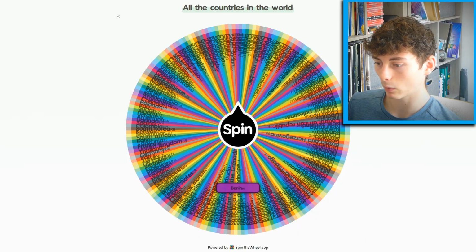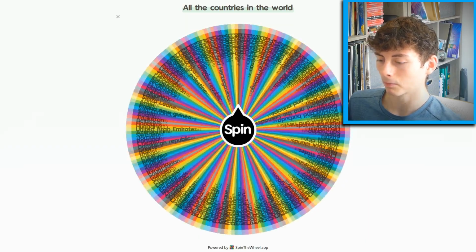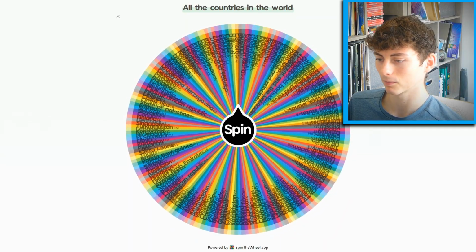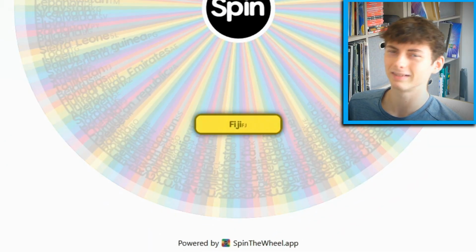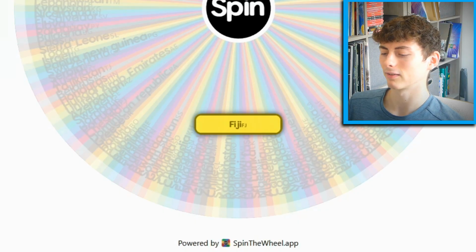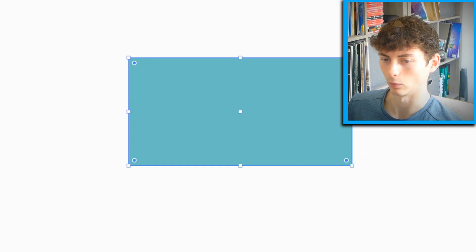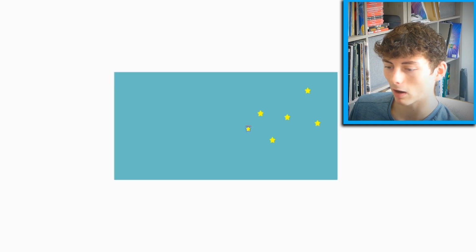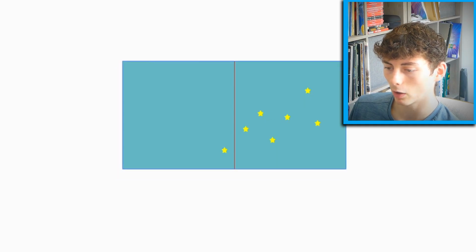Okay, we're back on the wheel. Let's spin now. Hopefully another easy one. There are some difficult ones in here though. Fiji, oh no. Oh, that's not going to be good. Okay, so what I know about Fiji is it's a light blue rectangle. Pretty much that colour. I also know it has some stars on the sides. I have no idea how many there are. I don't know where they go. All I know is that there are yellow stars on this flag.